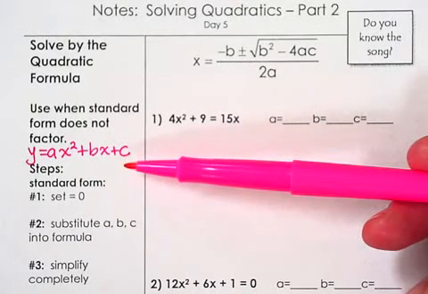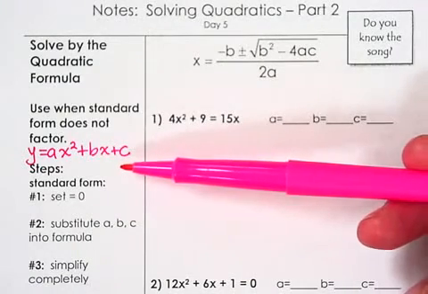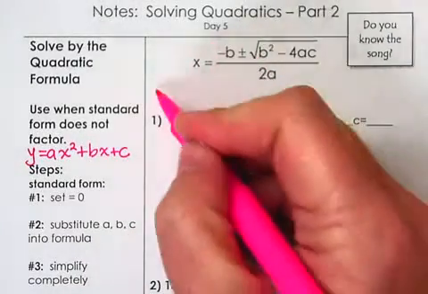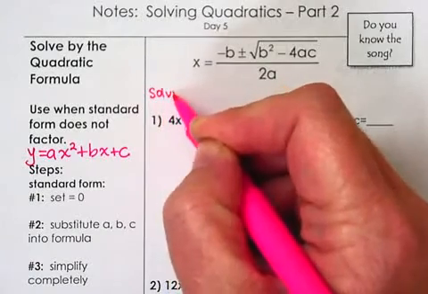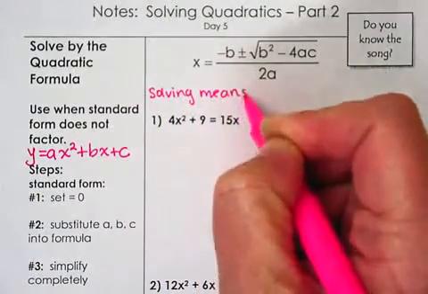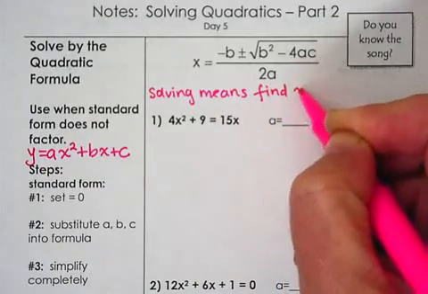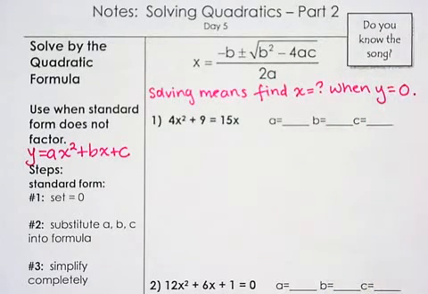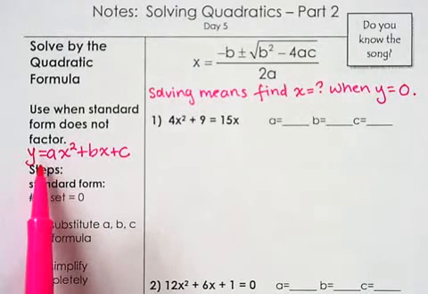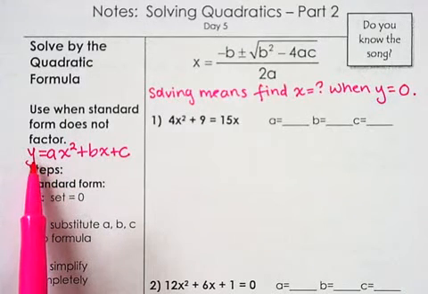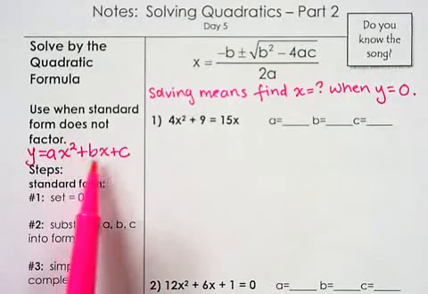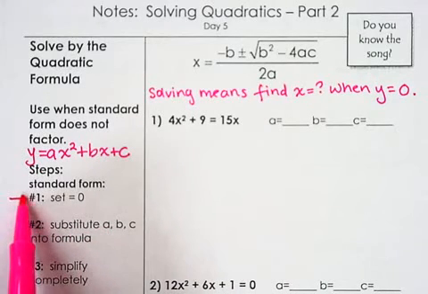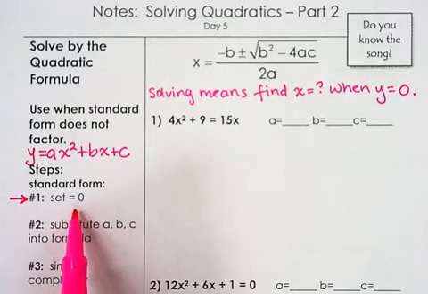Now, what are we doing when we're solving? We're finding the value of x when y is 0. So we might make a note of that. Solving means find x when y equals 0. So what's happening then with my standard form is that the y is being replaced with a 0, and then I have the rest of that, the quadratic. So the very first step when we solve is to make sure that the equation is set equal to 0.